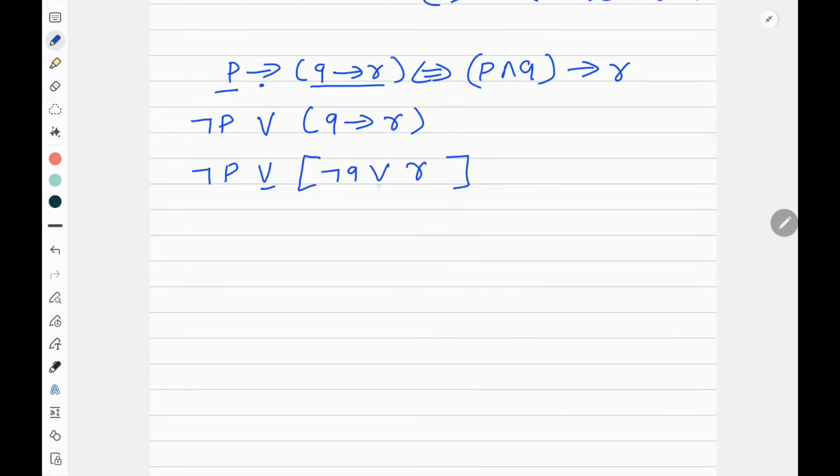Right? Now these two are the same, so associative law can be applied. Associative law means only change the bracket. Now here I can see I have De Morgan's law. So this will become negation of P and Q, or R.